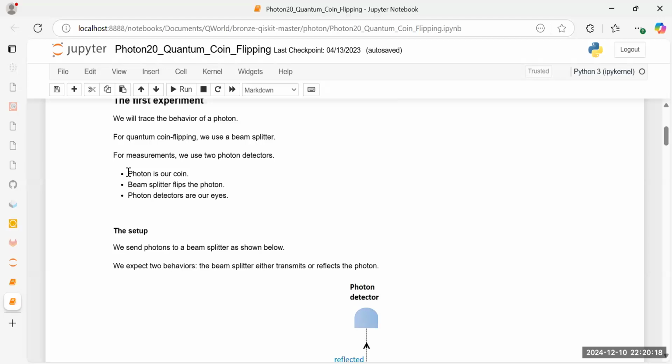We have a photon source providing us with photons. We have a beam splitter, and we have detectors. So we can think of our photons as coins, and then the beam splitter will be the act of tossing our coin. And then finally, the photon detectors can be thought of as our coin landing, and we can actually check to see if it landed on head or tail.